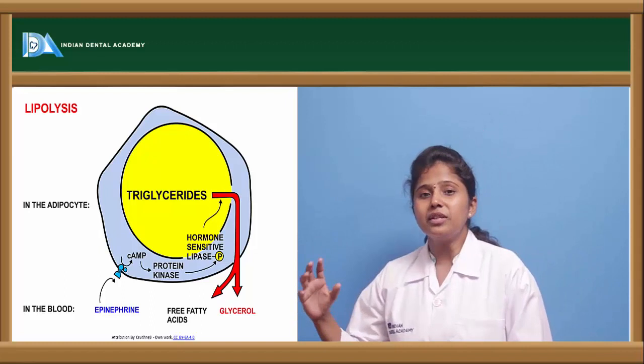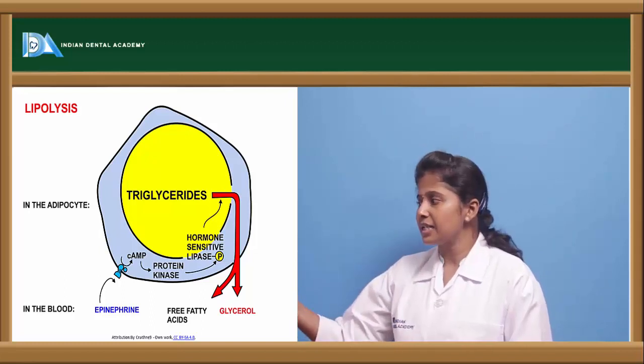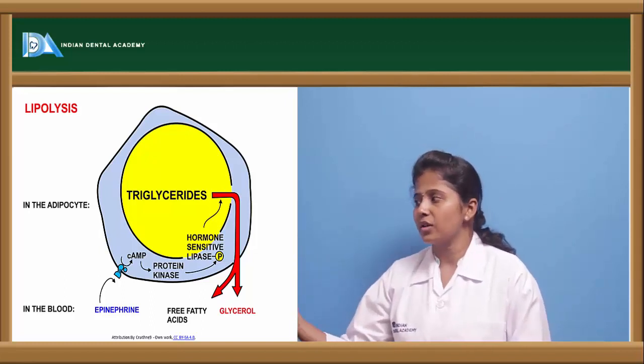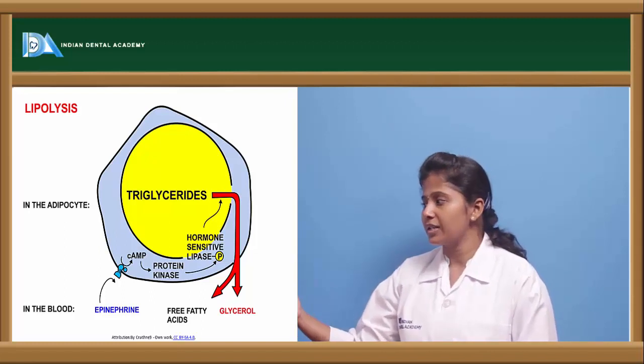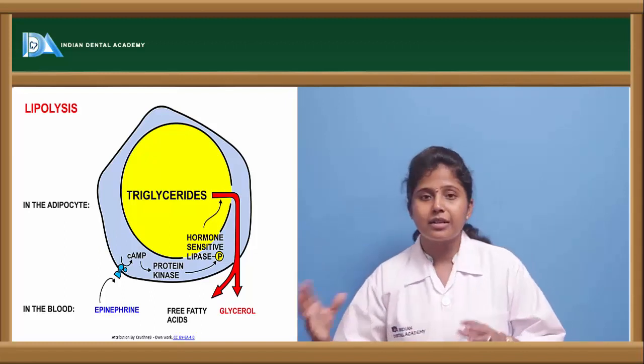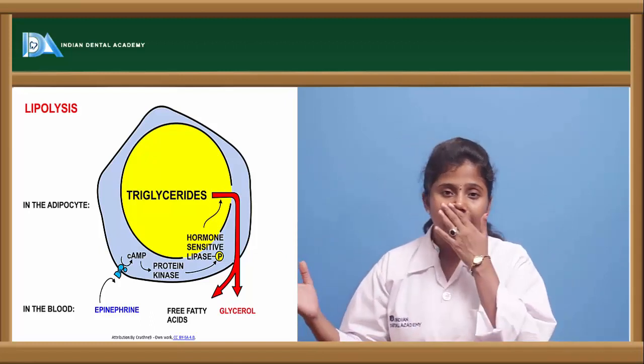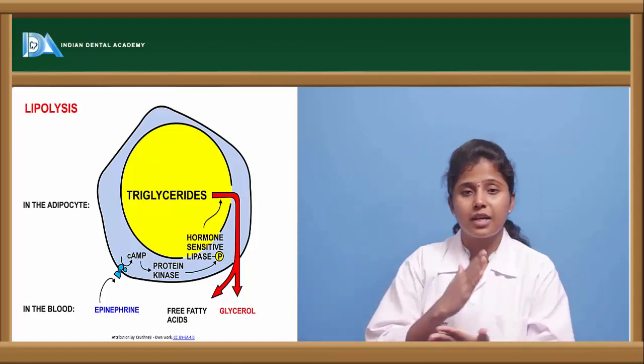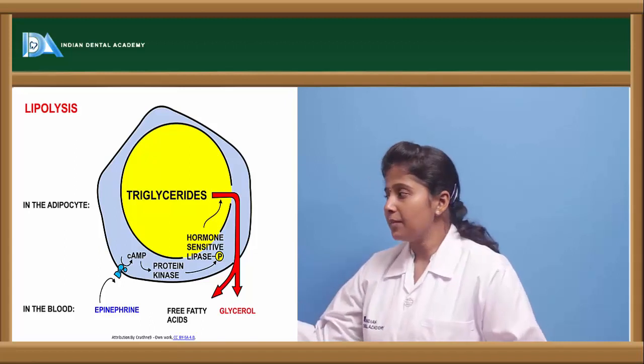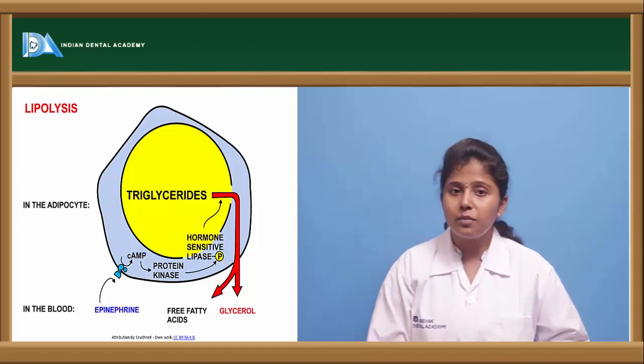Whenever the fatty acids are necessary, lipolysis of the triglycerides occurs, whereby these triglycerides are converted to free fatty acids as well as glycerol. Whenever glucose is necessary, these triglycerides get broken down, and thereby the glycerol is released into the blood circulation.